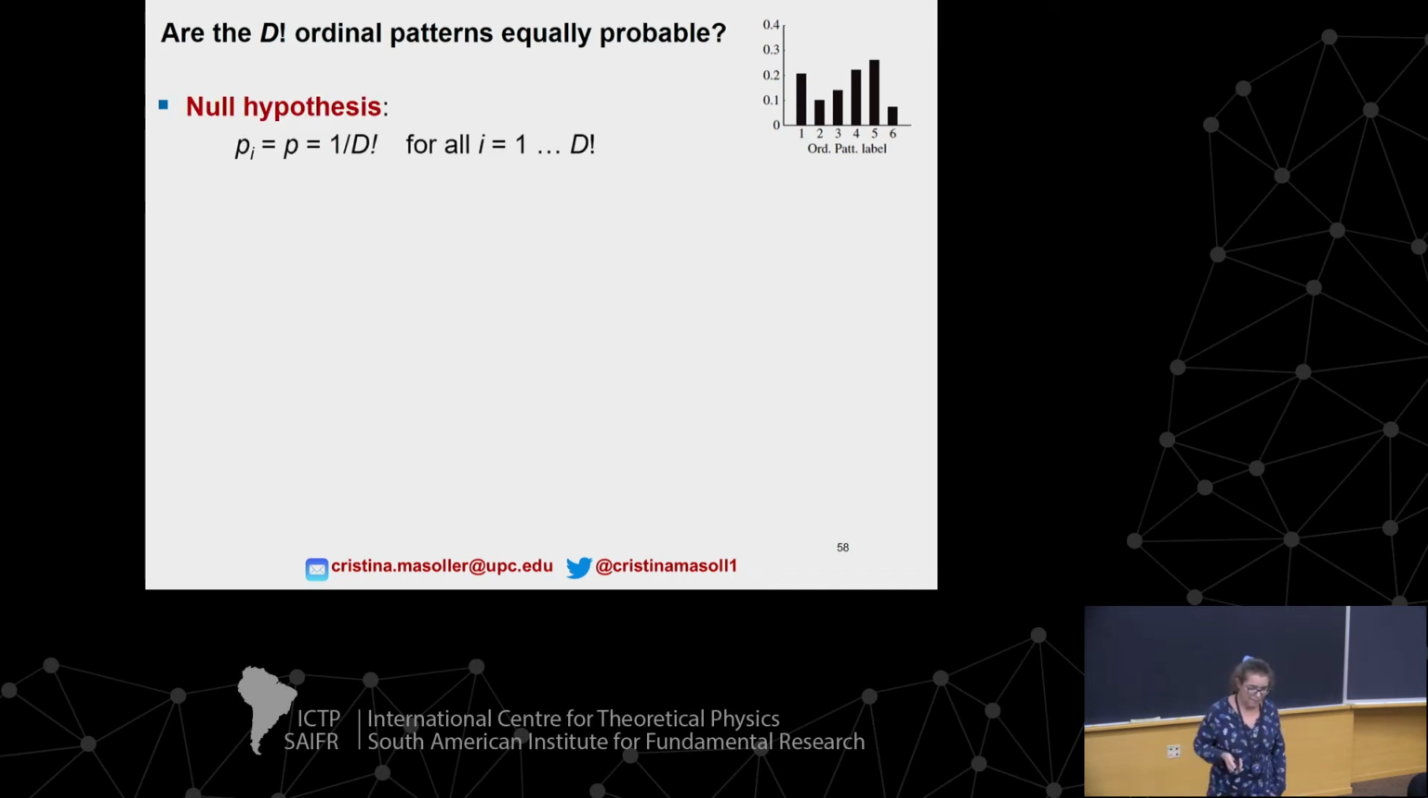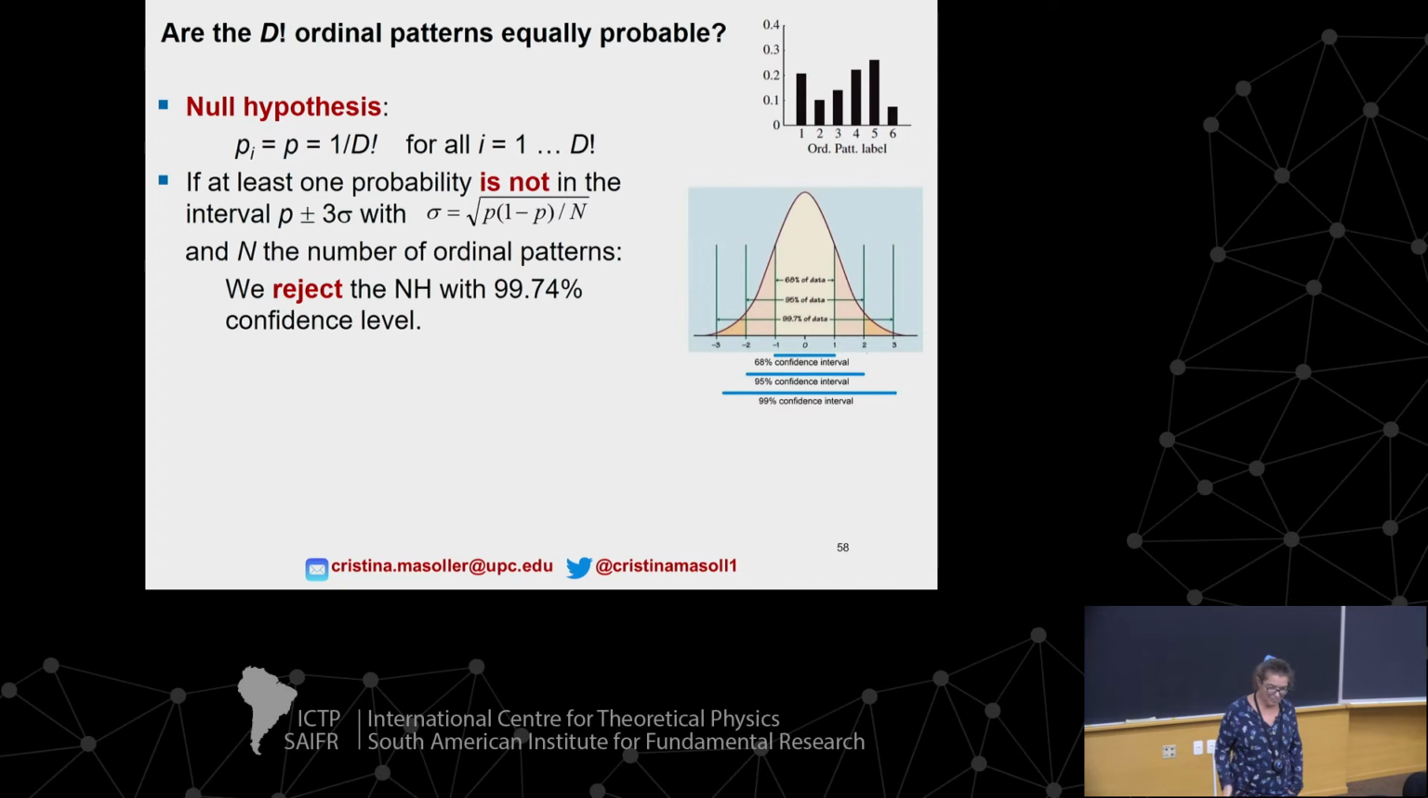What do you do? Then you need a null hypothesis. The simplest way is to think, well, this time series is noise. If it's noise, then I don't expect any order in the time series. I expect all the patterns to occur with basically the same probability. So all patterns are equally probable. And if this is my distribution, then the question is, is this consistent with the null hypothesis?